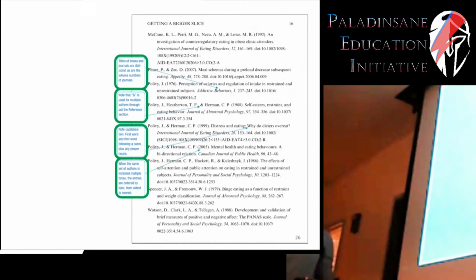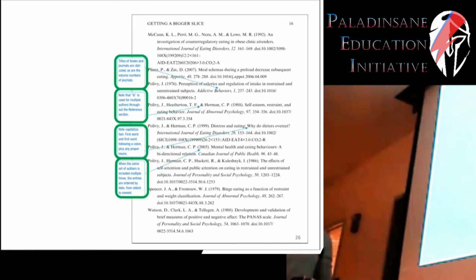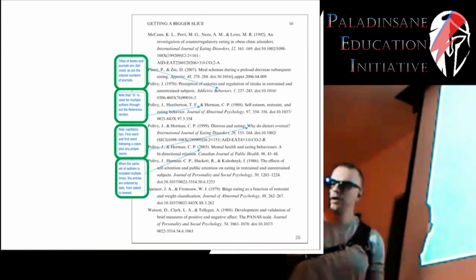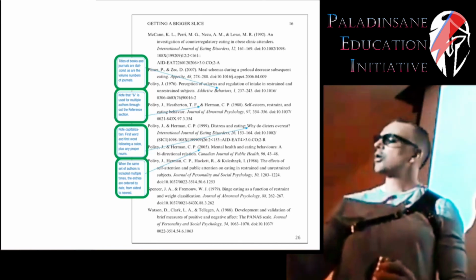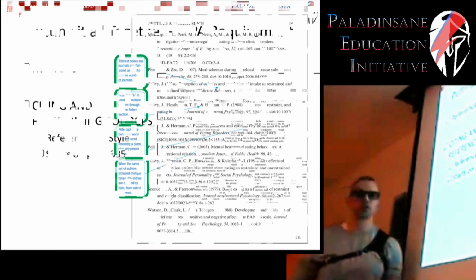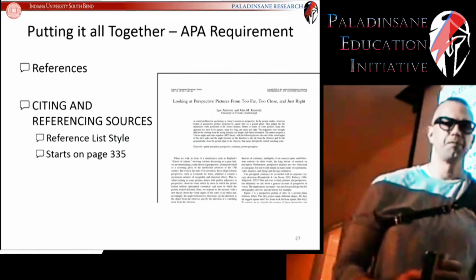So for your references, again, double check. There's a bunch of rules. If it's a book versus a journal, there's different rules. Ampersand is used for multiple authors. So again, just kind of go through these lists of APA style things, find out what applies to your reference, and make sure that those are formatted correctly.